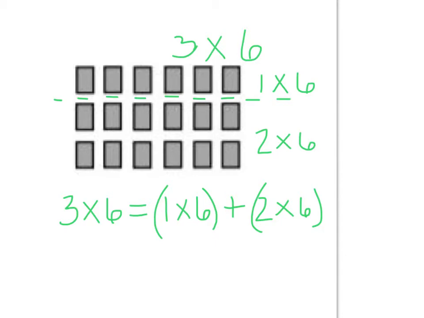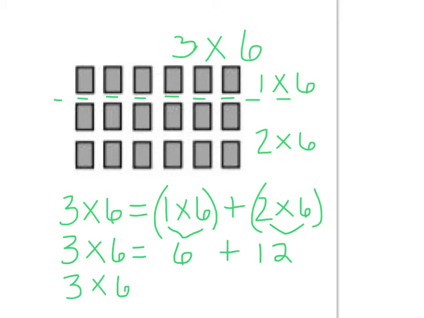So now I'm just going to solve as is. 3 times 6 equals, I'm going to make a caret underneath 1 times 6. 1 times 6 equals 6 plus 2 times 6. 2 times 6 equals 12. So now I'm going to add 6 plus 12. 3 times 6 equals the sum of 6 plus 12, which equals 18.